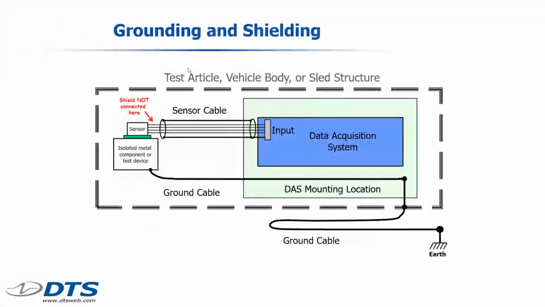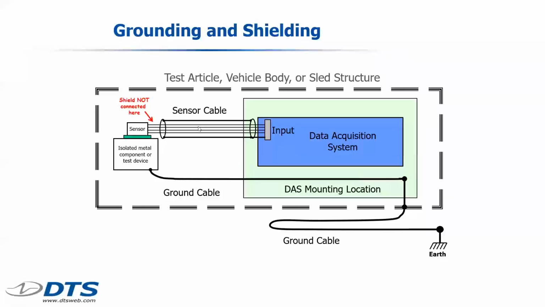Very important. The proper implementation of grounding and shielding looks like this. We have a data acquisition system that's mounted to a test fixture, a vehicle, a sled, some kind of test article. Hopefully that test article is grounded to the earth. And we have a separate ground cable running from the DAS location to any isolated metal component or test device on which we have sensors. It's a very simple concept that must be followed in order to have the highest data quality. The sensor cables must be shielded, and the shield should only be connected at one end. Most sensors by design have the shield not connected to the sensing element or the metal of the sensor itself.